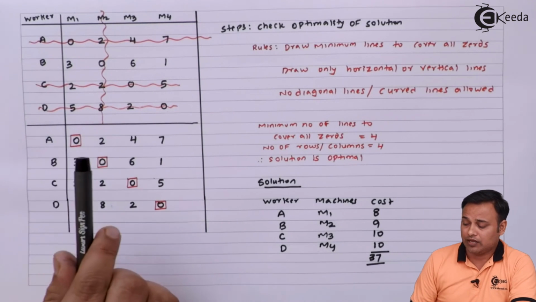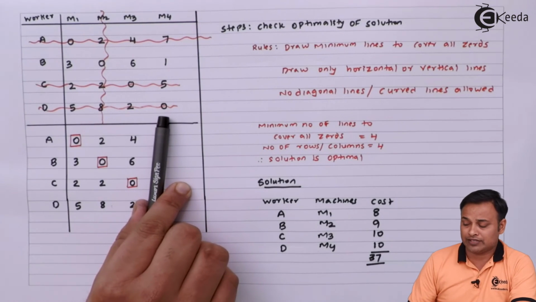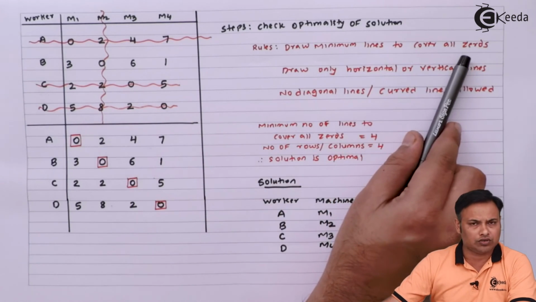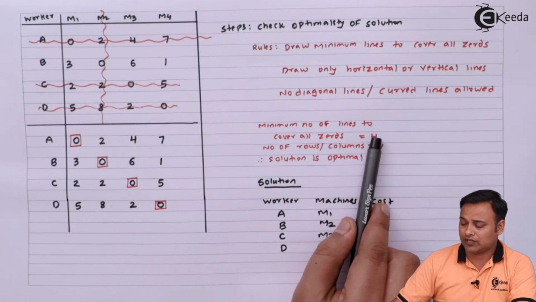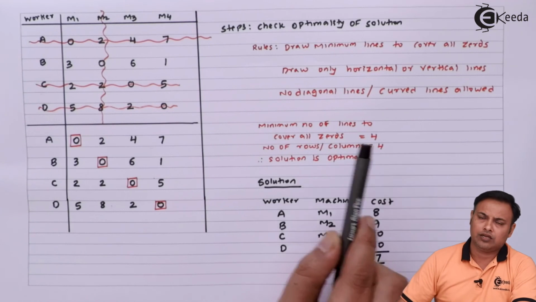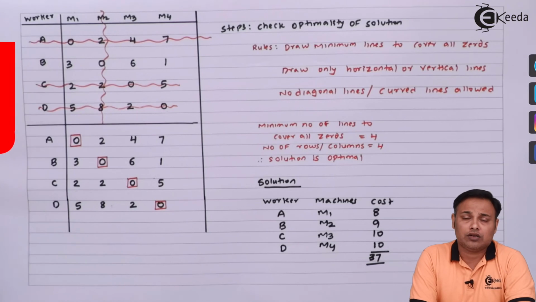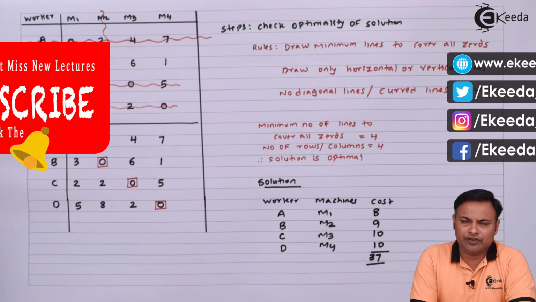इस केस में मेरा स्टेप 3 में जब हमने ऑप्टिमलिटी टेस्ट अप्लाई किया था तो हमने ड्रॉ किया था मिनिमम नंबर ऑफ लाइंस टू कवर ऑल द जीरोस। वो एग्जैक्टली 4 आया था, मेरा नंबर ऑफ रोज एंड कॉलम भी 4 था, तो मैंने कहा कि भाई सॉल्यूशन ऑप्टिमल है. लेकिन अगर वो मैच नहीं हुआ तो क्या करना है, that we need to look further.